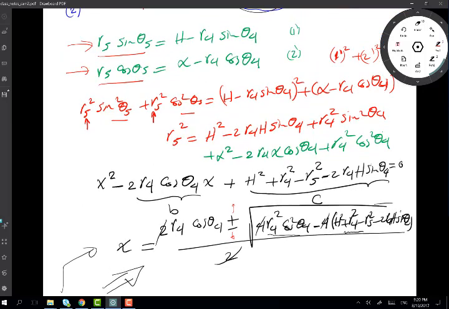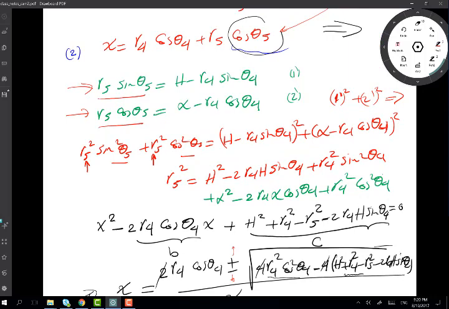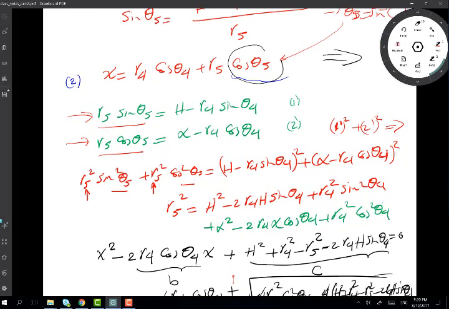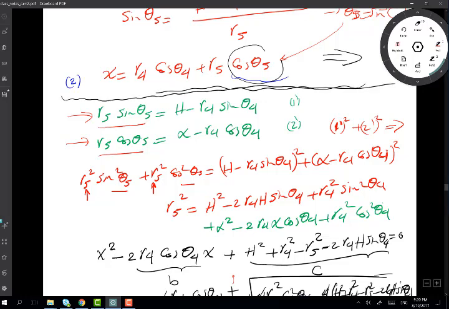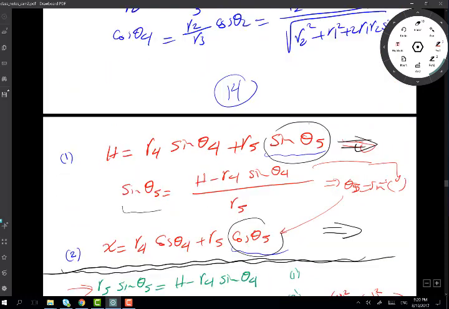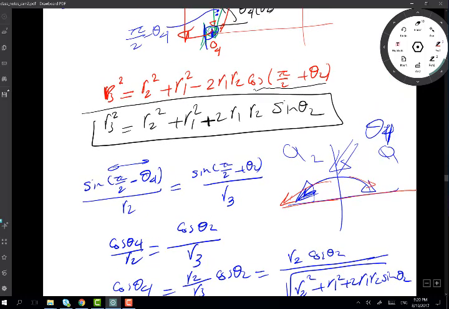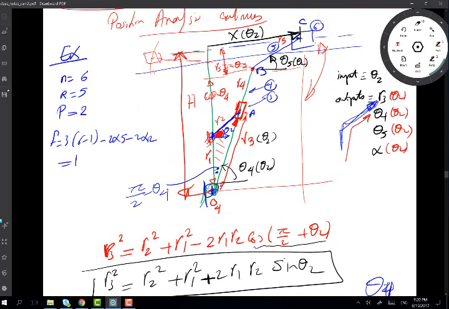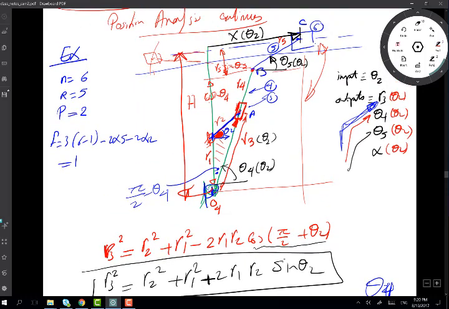However, I could have stopped if this was an exam question or something like that, or if I am dealing with this one specific design. I could have just stopped here if you like, and I could have drawn x against theta 2, theta 5 against theta 2, theta 4 against theta 2, and also R3 against theta 2. So now we have obtained x and theta 5 as well.